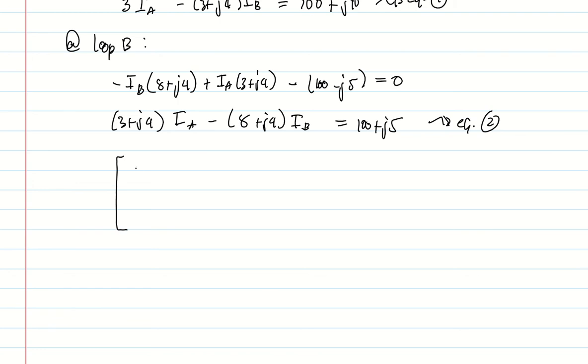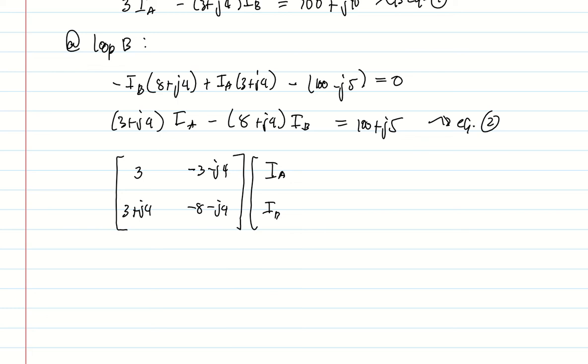For the first equation, we have 3 IA, then we have negative 3 plus j4. So we can distribute that negative: negative 3 minus j4. And for the second equation, we have 3 plus j4, then negative 8, distribute that negative again, minus j4. And these are the coefficients of IA. We multiply it with IA and IB.